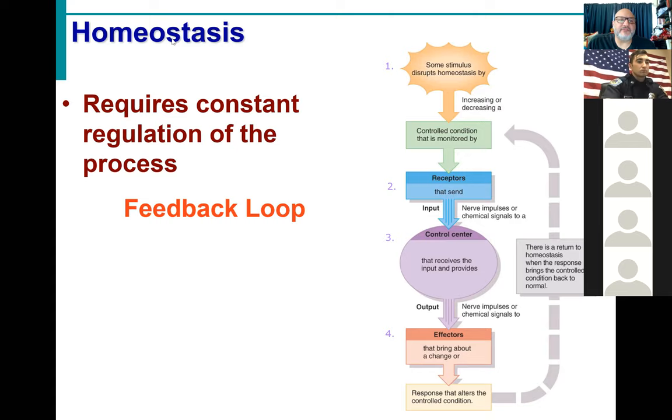And feedback loops come in two flavors. What are the two flavors of feedback loops you can have? Negative and positive. Excellent. Negative feedbacks and positive feedbacks. They come in two flavors, feedback loops that continuously monitor this so that once our body temperature gets back to normal, we can stop shivering.